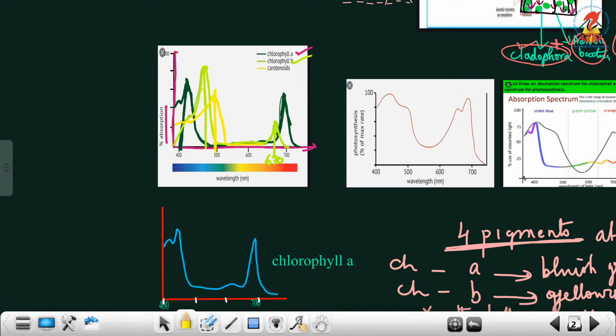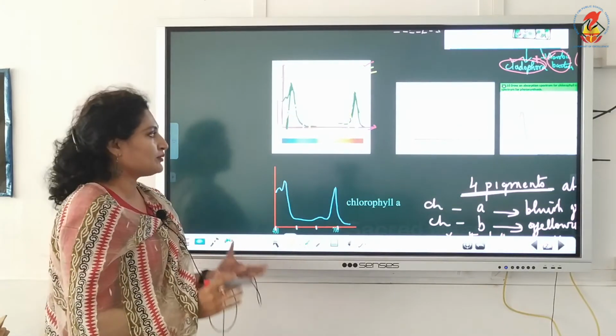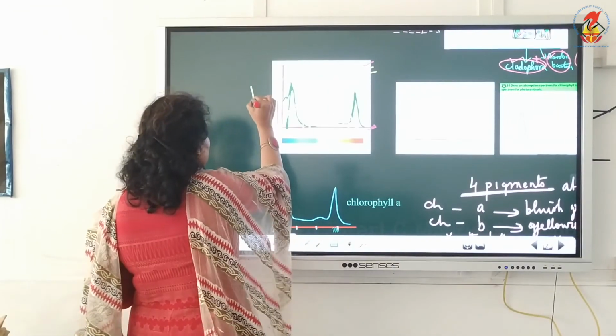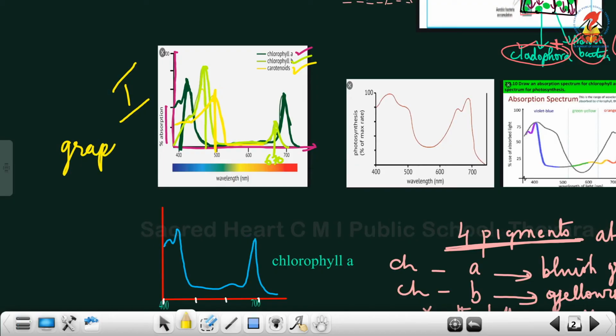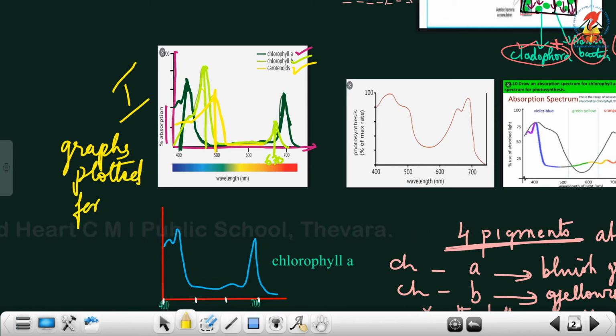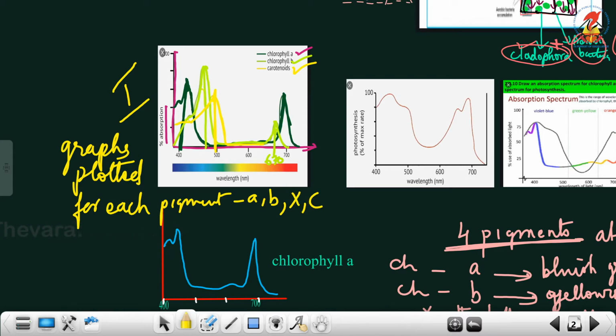So in that way, graphs of the different pigments were obtained and plotted. So the first step was graphs plotted for each pigment: A, B, xanthophylls and carotenoids, plotted against the wavelength. Wavelength is taken on the x-axis, and on the y-axis the percentage of absorption.